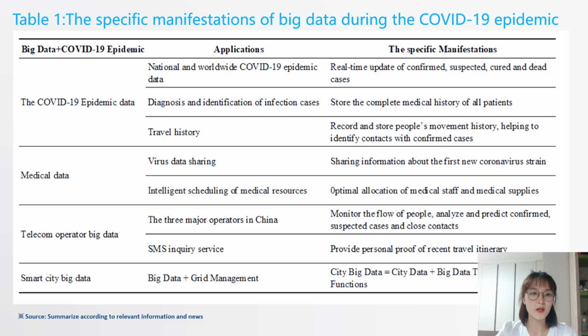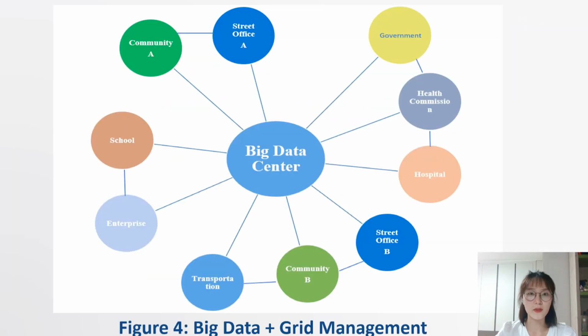The last one is smart city big data. It's about big data with grid management. And what is big data with grid management? I will show you this figure.